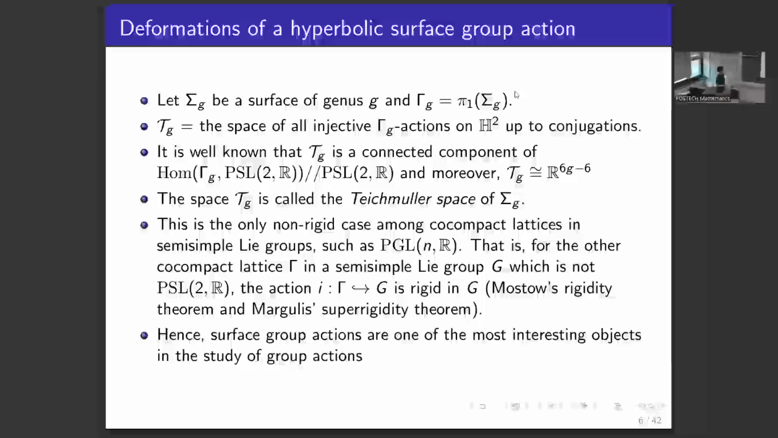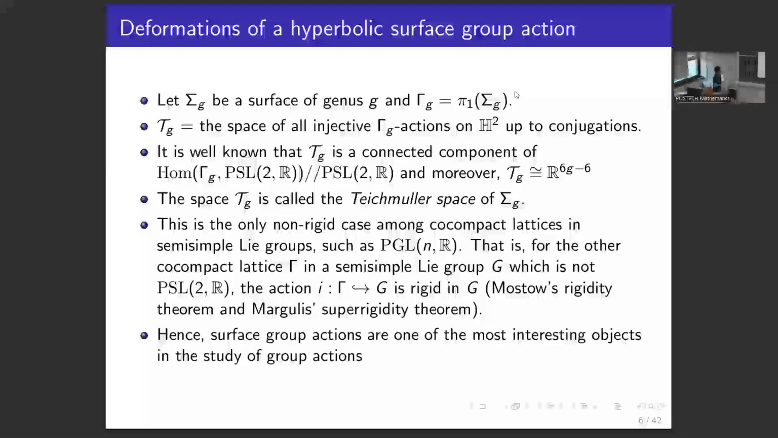Indeed, the Teichmüller space is a connected component of the character variety, and also the Teichmüller space is homeomorphic to some R^N. This is very interesting because that means the Teichmüller space consists of all the discrete and injective homomorphisms of the surface, the fundamental group.